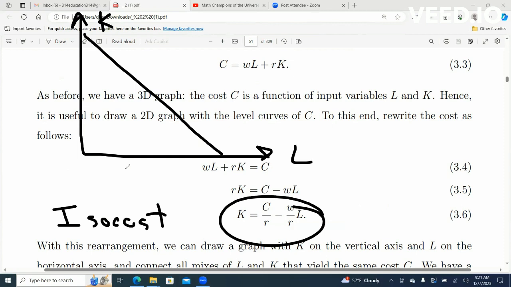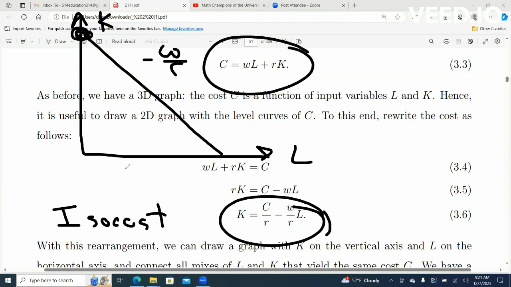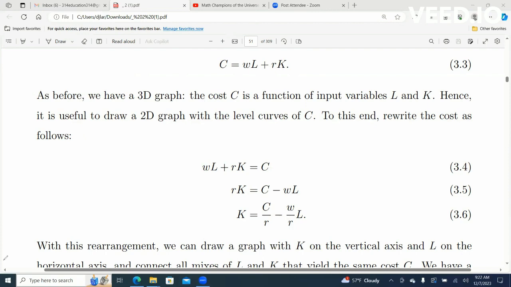K as a function of L. And if K equals that, what is the slope? It's going to be negative w over r. C over r is going to be the y-intercept, which doesn't have as much meaning. But basically this is the cost function, and when we graph it, it's usually capital as a function of L, where we have cost, rent, and wage all in there, but they make it into this y equals mx plus b. So that's basically what's going on there.